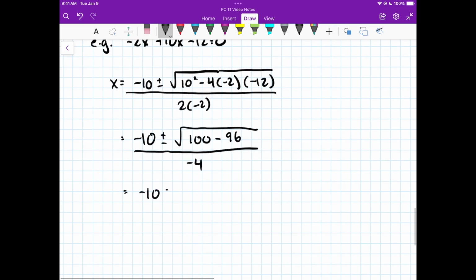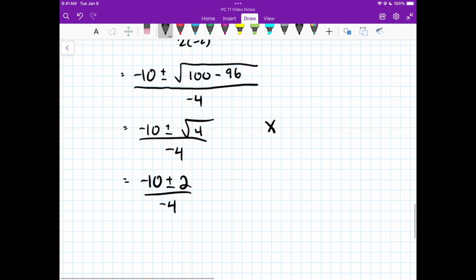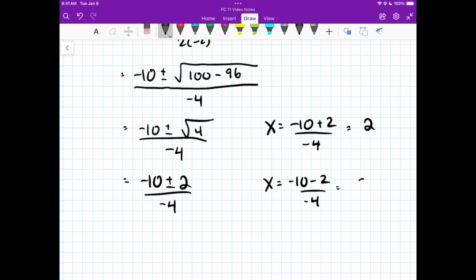Which is going to be negative 10 plus or minus the square root of 4 over negative 4. And so don't split it up here, right? People get into a habit of splitting without thinking, but 4 is a square root you can do. So this is negative 10, just plus or minus the square root of 2 over negative 4. So now we want to split. So our two solutions are going to be x is negative 10 plus 2 over negative 4, which is going to work out to being 2, or x is negative 10 minus 2 over negative 4, which is going to work out to being 3.